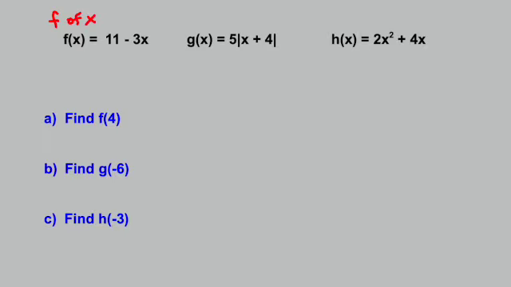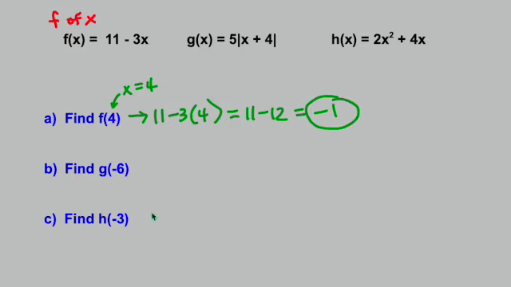So let's go ahead and take a look at this first problem here. It says find f of 4. So inside the parentheses here is a 4. So that literally tells us that x is going to be 4. It's telling us the input, if we go back to that example of inputs and outputs. So therefore, all we're going to do is take this equation, 11 minus 3x, and wherever we see an x, we're going to plug in a 4. So 3 times 4 would be 12, so we're going to get 11 minus 12, and so our output here and our answer would be negative 1.